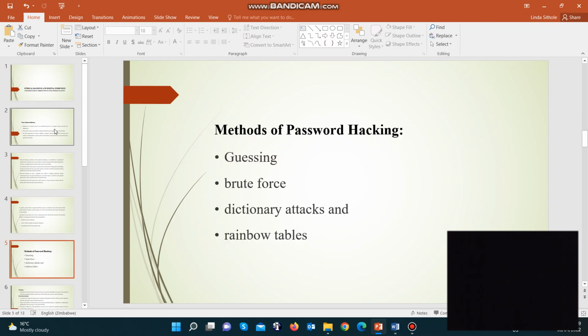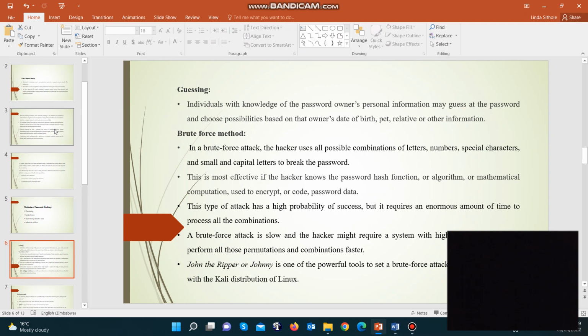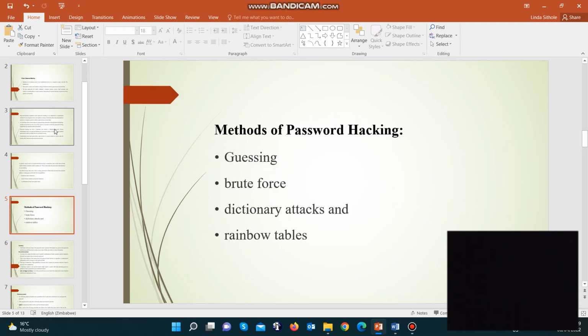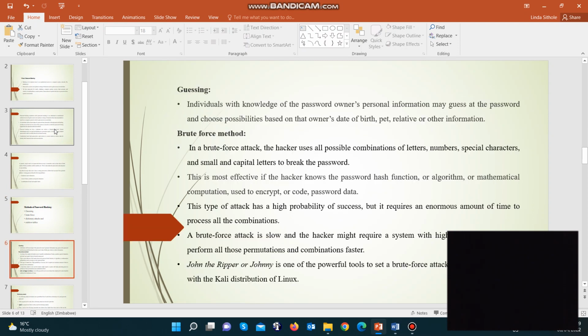And we have methods of password hacking: guessing, brute force, dictionary attacks, and rainbow attacks. I will explain each. There are many methods for password hacking, but I've just chosen to dwell on these because of our time.